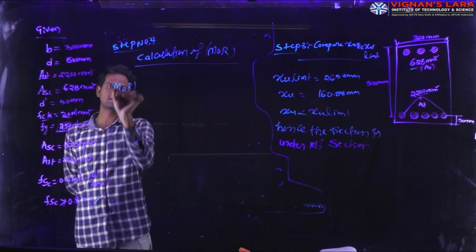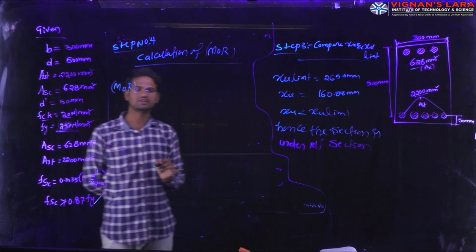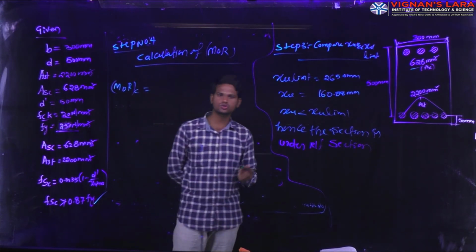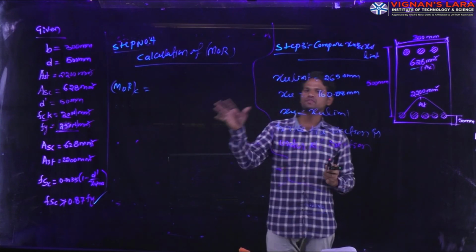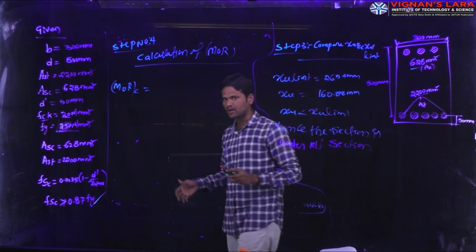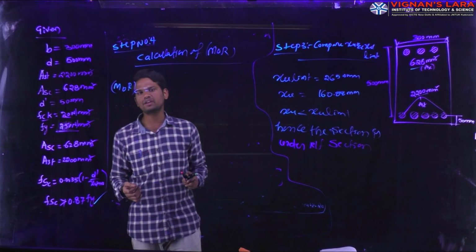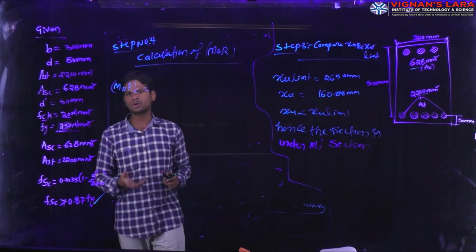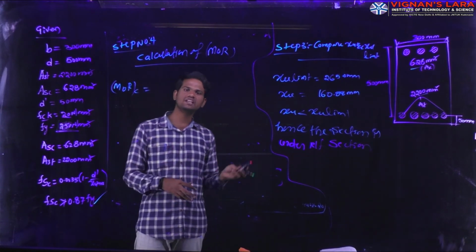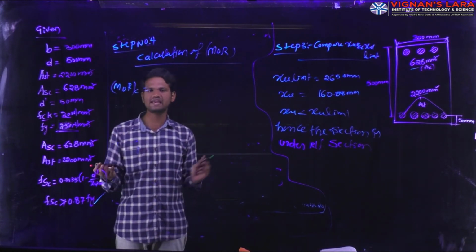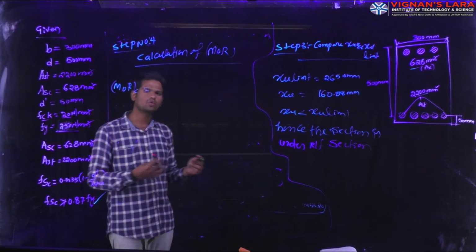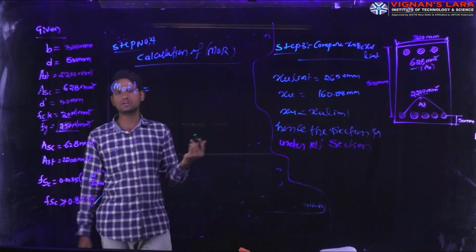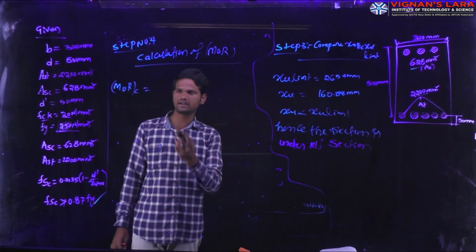Moment of resistance calculation for compression face. If you calculate moment of resistance for tension face also you will get it, but while calculating for the tension face we have the formula 0.87 into Fy into AST1 into D minus 0.42 XU plus 0.87 into Fy AST2 into D minus D dash. But here AST1 and AST2 values we don't have, hence we can calculate the moment of resistance for compression. We can also get the AST1 and AST2 values, but it is a simple procedure.